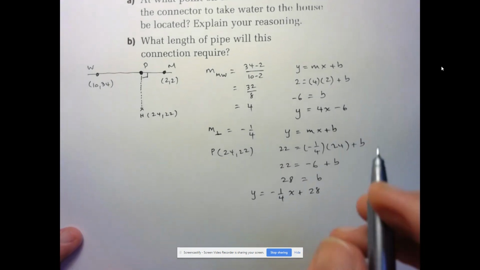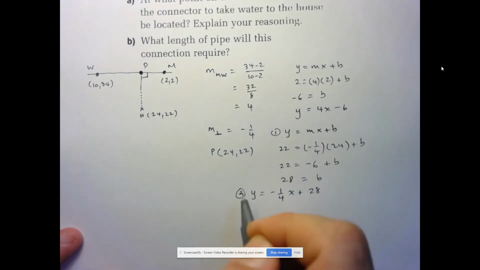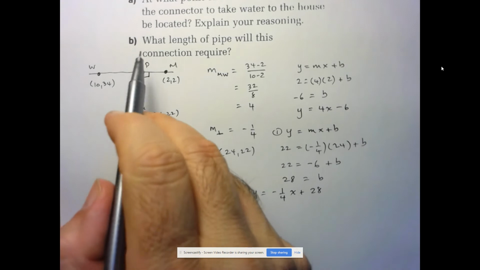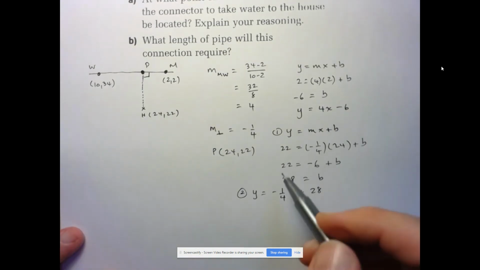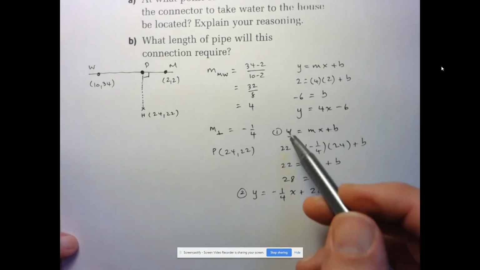All right, so I want to find the point of intersection between these two lines. That's going to be my point P. Now here, since the y's are already isolated, I'll use substitution.